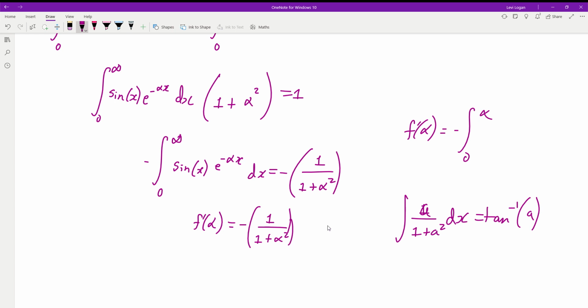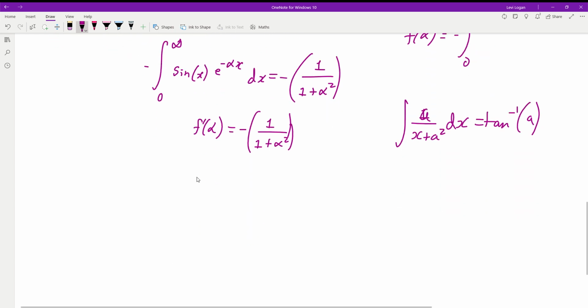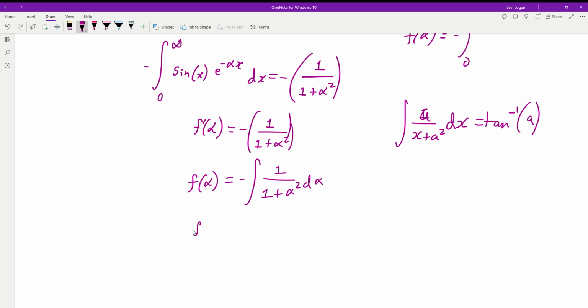So as you can see here, oh sorry, forgot, that's going to be an x. There we go, that makes much more sense. So in this case, a squared is 1 because a is 1. If we integrate this side, we're going to have f of alpha. Integrate this side, take the negative out the front, so we have 1 over 1 plus alpha squared d alpha. What we're going to get is f of alpha is equal to negative arctan of alpha plus c.